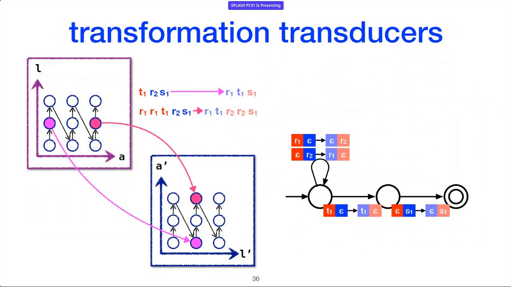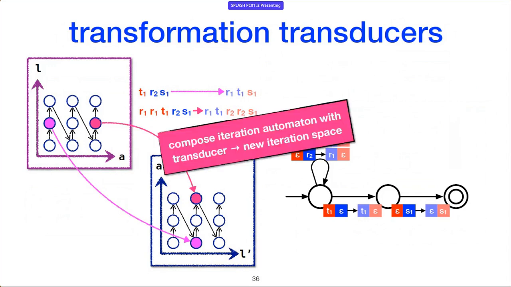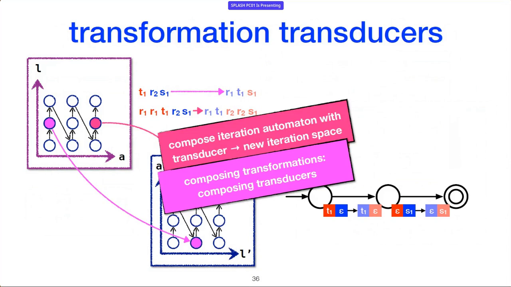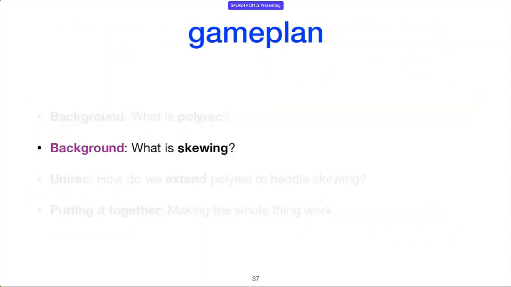Multi-tape transducers are incredibly complicated. They do really crazy things. Okay, but they are still compositional. I can compose multi-tape transducers together. I can stick them to each other and create a new transducer. And in particular, I can compose an iteration space automaton with a transformation transducer to produce a new iteration space automaton that exactly corresponds to the transformed iteration space. Okay, so now I can do all of my compositional reasoning.